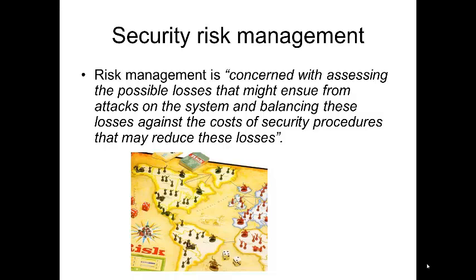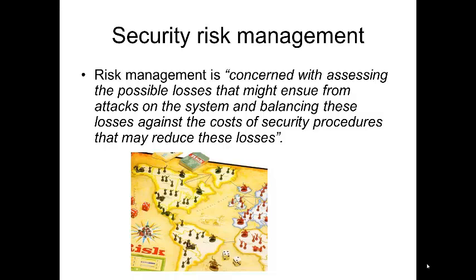So, risk management is concerned with assessing possible losses that might ensue from attacks on the system and balancing those losses against the cost of security procedures that may reduce these losses. So in other words, if the cost of the security is more than the loss, then probably don't want to implement the security. So another term is security by obscurity.